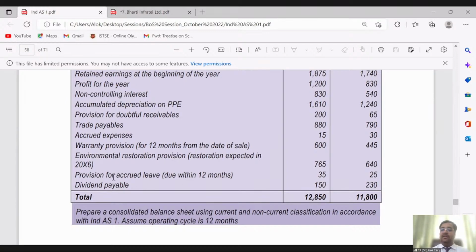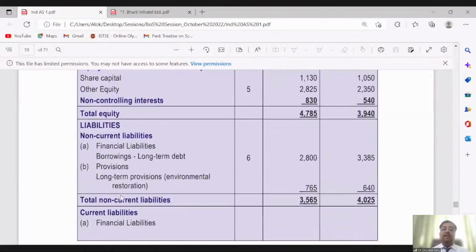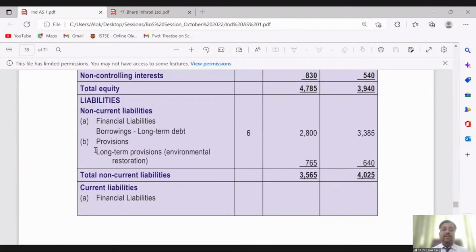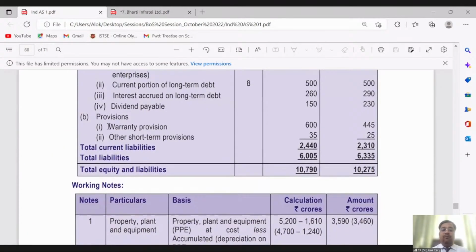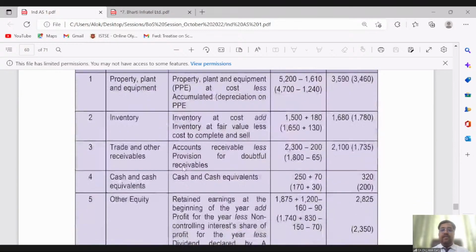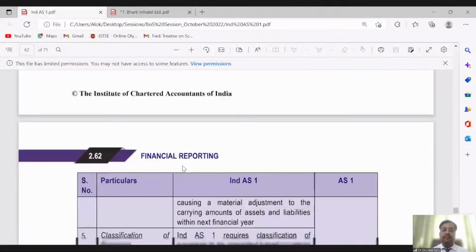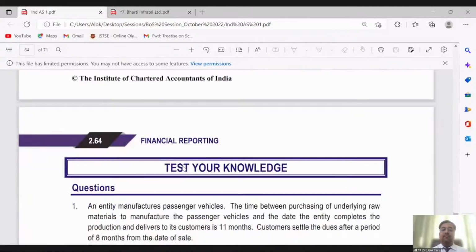Accrued leave is a short-term provision. Dividend payable is a short-term provision. This will come under the short-term. So this long-term provision is environmental restoration provision, and all other provisions, warranty and other, are short-term provisions, right? So this is your classification of current and non-current. I hope it is clear to all of you guys. Is it clear to all of you? Carve out we have discussed.